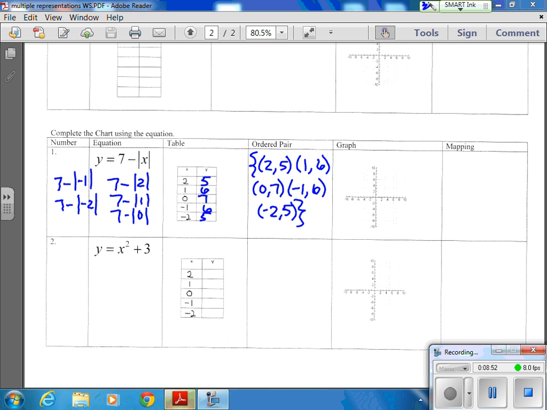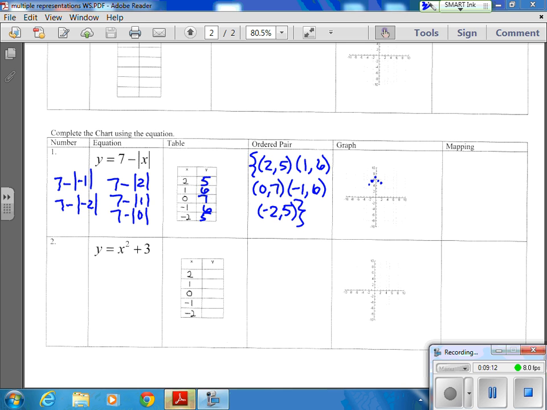Right, so for (2, 5), it's right 2 and up 5. So there's that one. Right 1, up 6. There's that one. 0, straight up to 7. There he is. (-1, 6) is left 1, up 6. So now we're going to come back downhill a little bit. And then (-2, 5). Right.